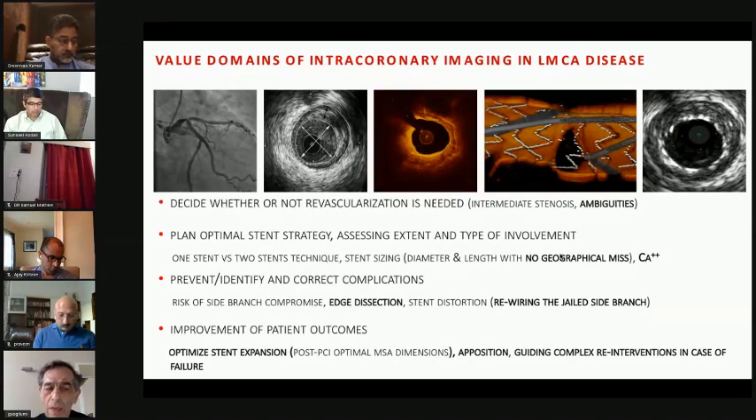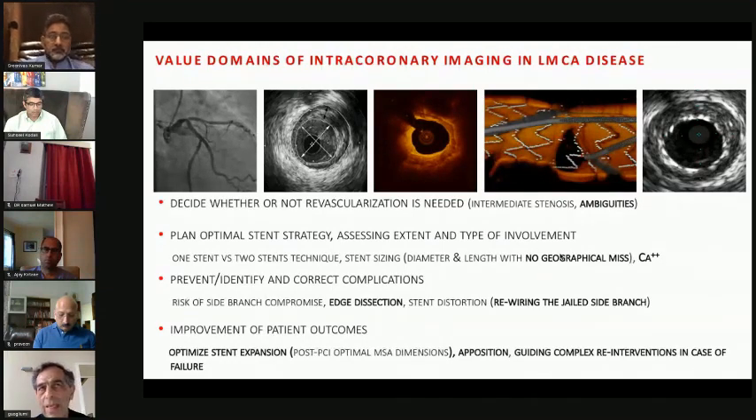Then when you are planning the optimal stent strategy, you want to know about the stent extent and the type of involvement, and we heard already the critical role of calcium. Another possibility is to identify and correct complications, and the plus for OCT compared to IVUS could be in edge dissection identification and rewiring the jailed side branches. And finally, if you want to improve patient outcome based upon imaging, you need to optimize the expansion.